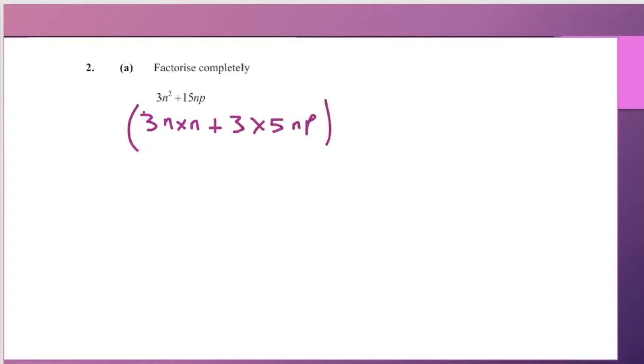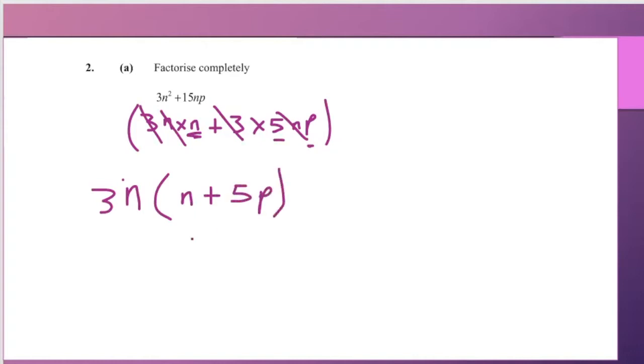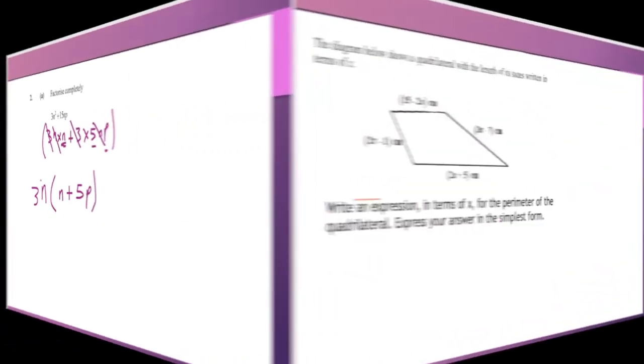Now, factoring what's common, 3 can be factored out. It's common on both, along with n, which can be factored out. And once I've factored these, I can see what's left. I'm left with n, and on the next side I will have the p along with the number 5. So here I'll have 5p. So this is what is remaining, and this is how we factorize completely.